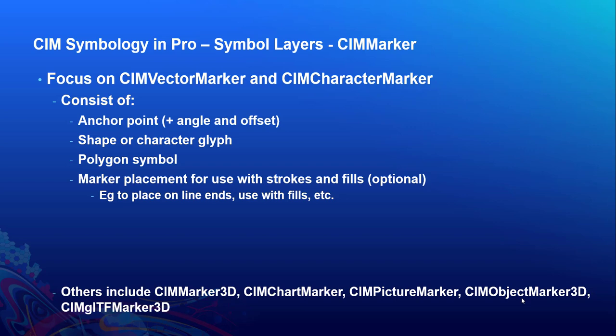All right, let's talk about markers, sim marker, and specifically we're going to look at sim vector marker and sim character marker. Generally speaking, they both consist of an anchor point. They also have an angle and offset for the marker or the character glyph. Vector marker contains a shape. Character marker contains a glyph identified by a character index and a font.